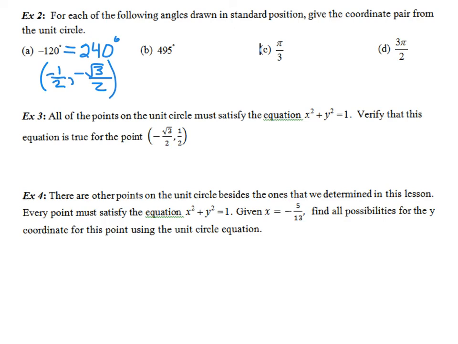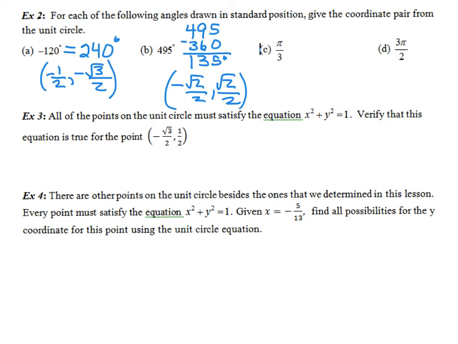495 means that we're past one circle. So we've gone completely around the circle once, 360 degrees, and we see that we've gone an additional 135 degrees. So the angle of 495 would be coterminal with an angle of 135. So they must have exactly the same ordered pair. Looking in the second quadrant, that ordered pair would be negative radical 2 over 2, radical 2 over 2.